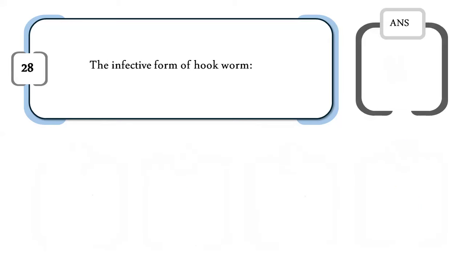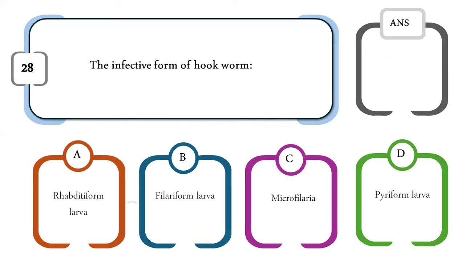Next question. The infective form of hookworm is option A, Rhabditiform larva, option B, Filariform larva, option C, Microfilaria, option D, Pyriform larva. Hookworm is also called Ankylostoma duodenale. The right answer is option B, Filariform larva. The Rhabditiform larva develops into the Filariform larva, which is present in the soil and is 500 to 700 micrometer in size.